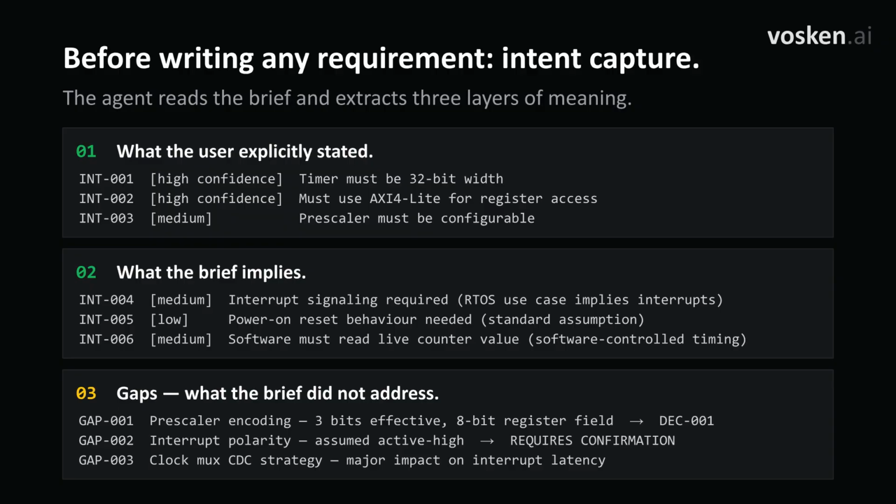Intent capture is the first critical step. The agent extracts explicit statements, implied meaning, and identifies gaps, such as unspecified prescaler encoding or interrupt polarity, flagging unconfirmed assumptions early.